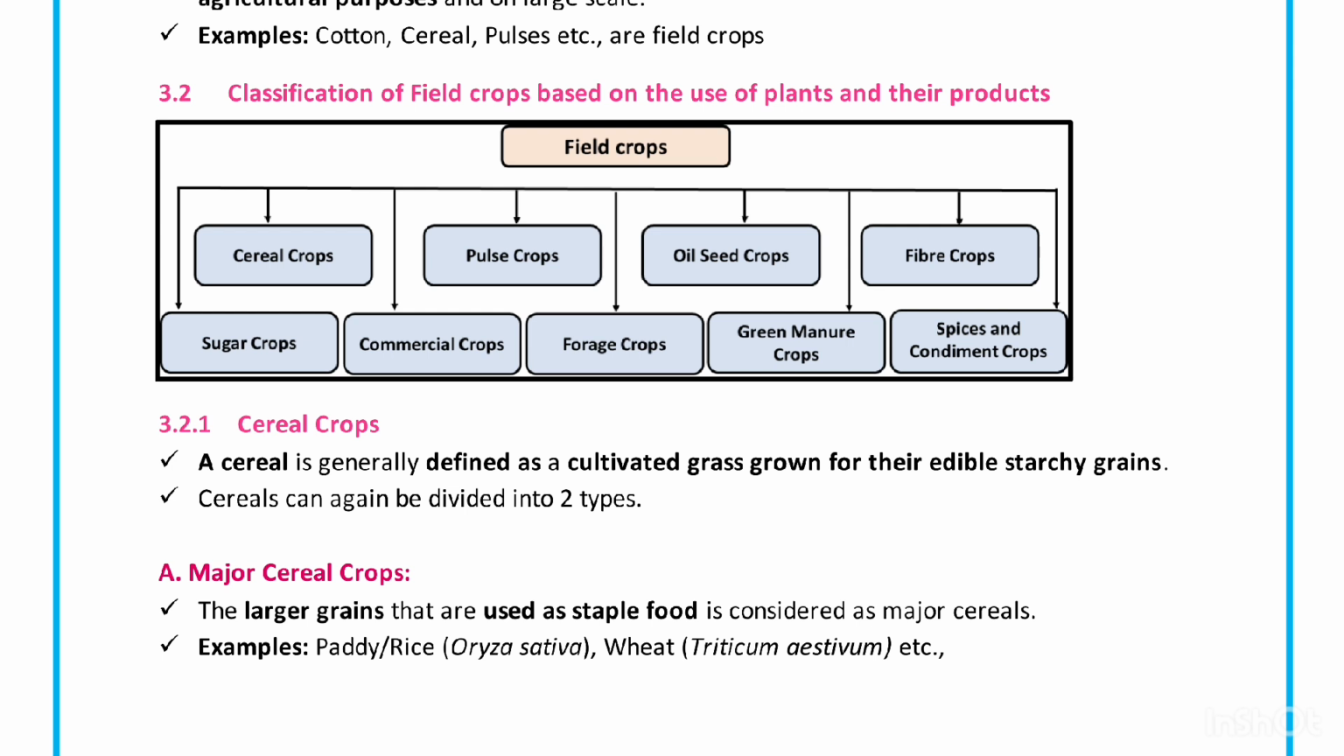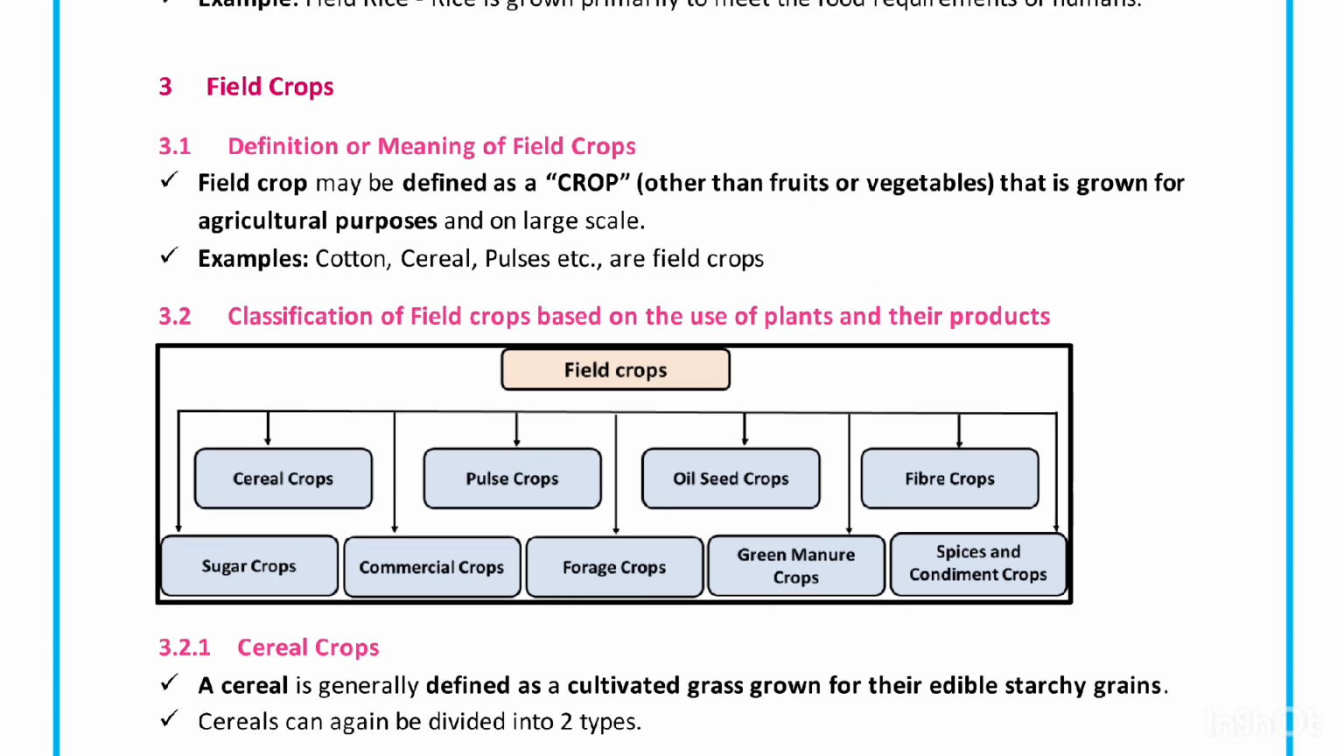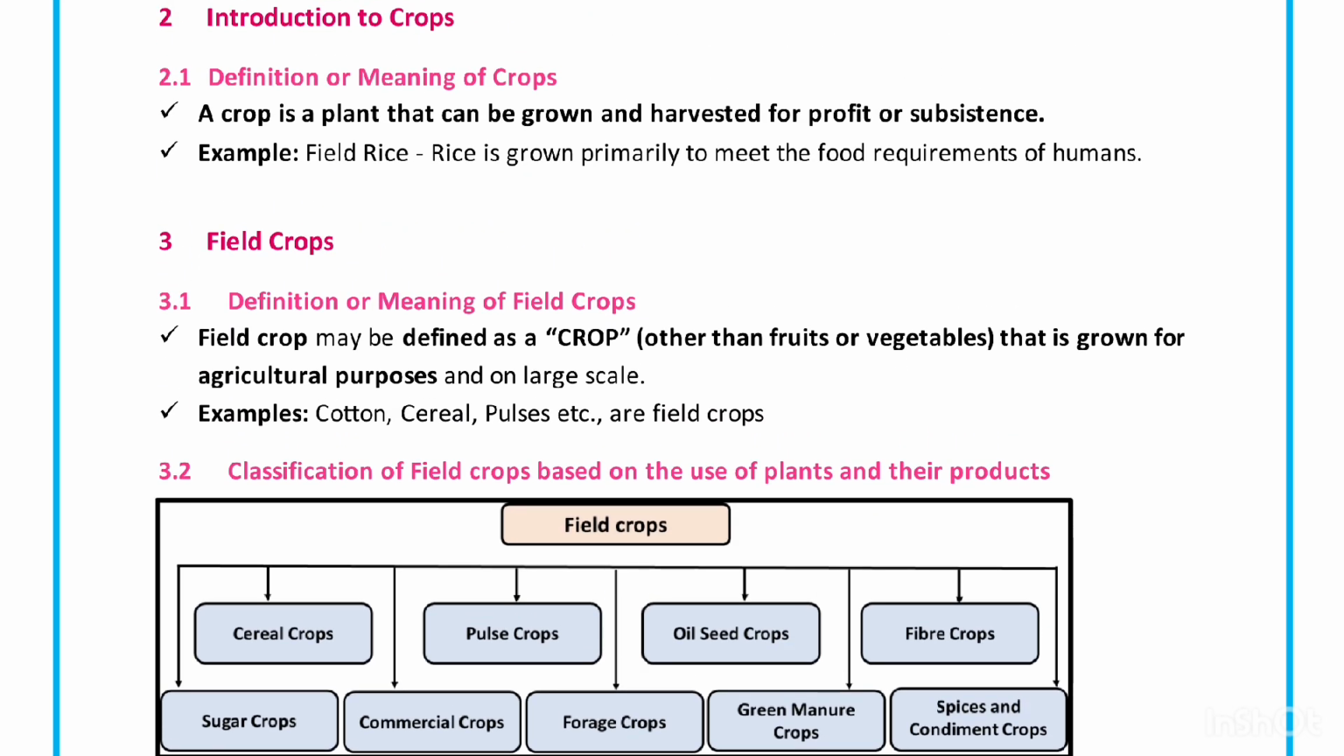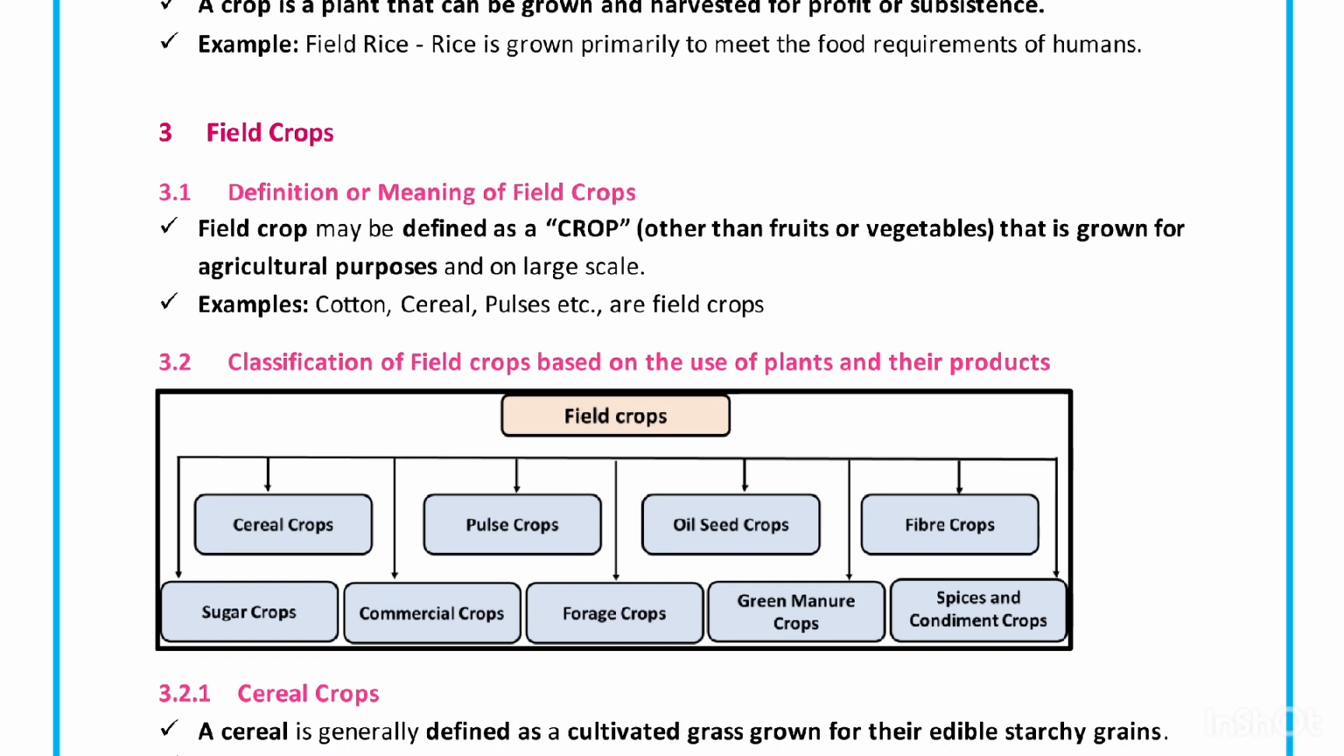Next, after garden crops, come the field crops. The scale of field crops is more than garden crops. Their purpose is not only meeting consumption but also commercial purpose. The farmers sell these crops to the market and earn profit also. The scale can be 1 hectare, 2 hectares, 10 hectares, or more than 10 hectares. Crops like rice, wheat, pulses and cotton can be grown as field crops. These are called field crops.